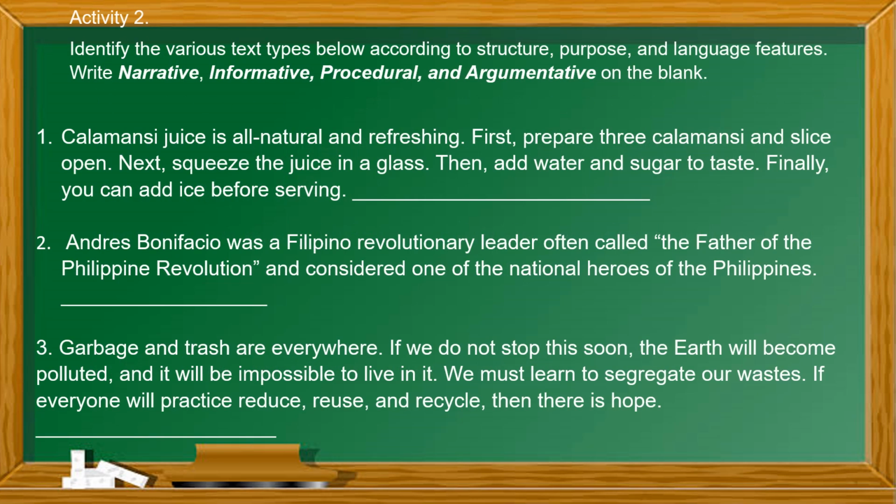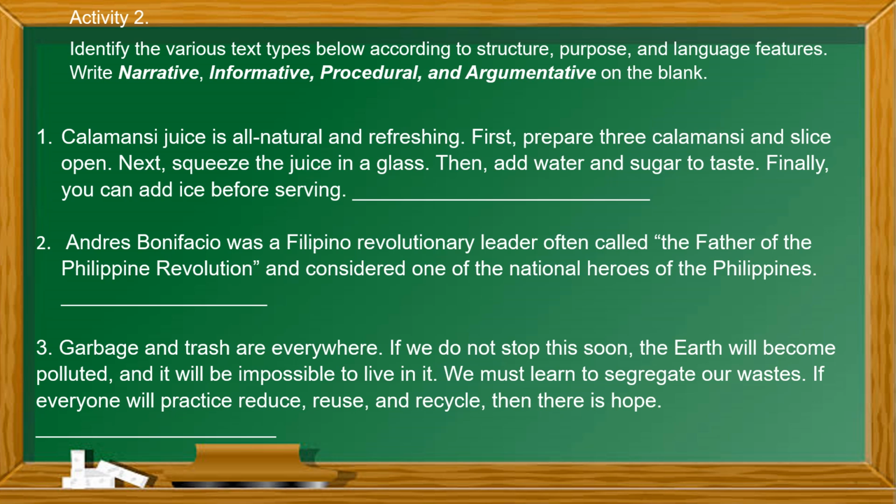Let us proceed to activity number 2. Identify the various text types below according to structure, purpose, and language features. Write narrative, informative, procedural, or argumentative on the blank. Number 1. Calamansi juice is all natural and refreshing. First, prepare 3 calamansi and slice open. Next, squeeze the juice in a glass. Then add water and sugar to taste. Finally, you can add ice before serving.